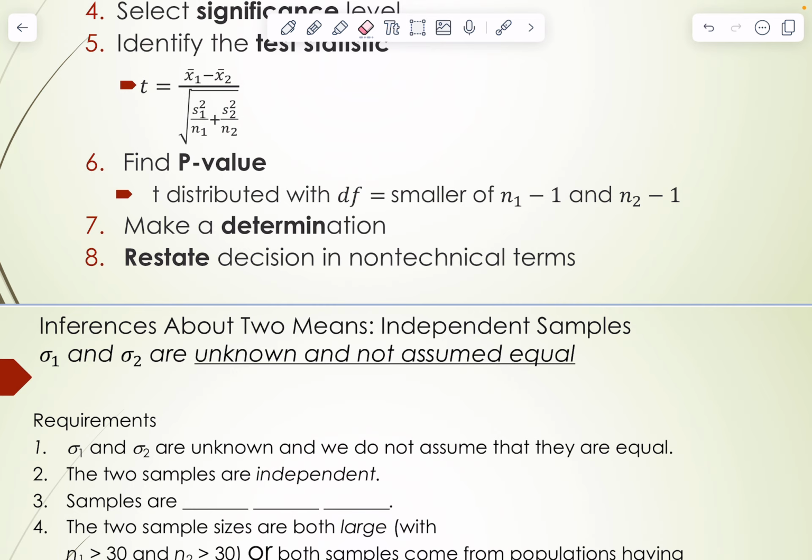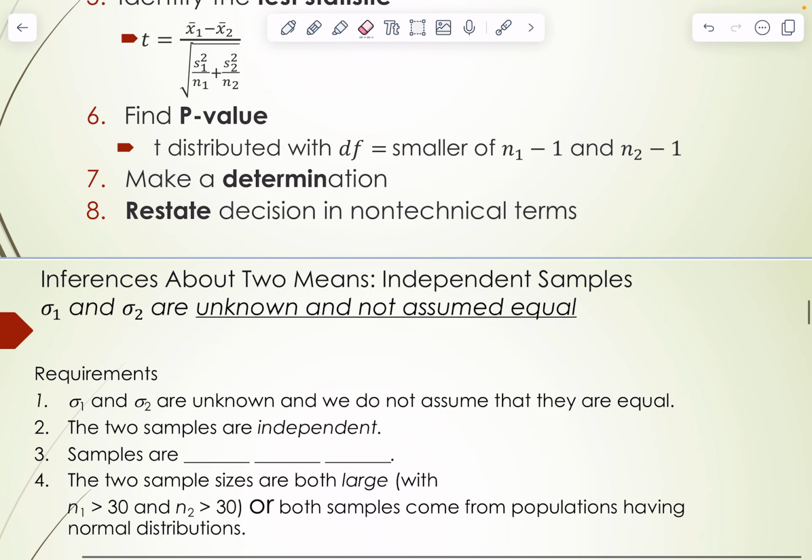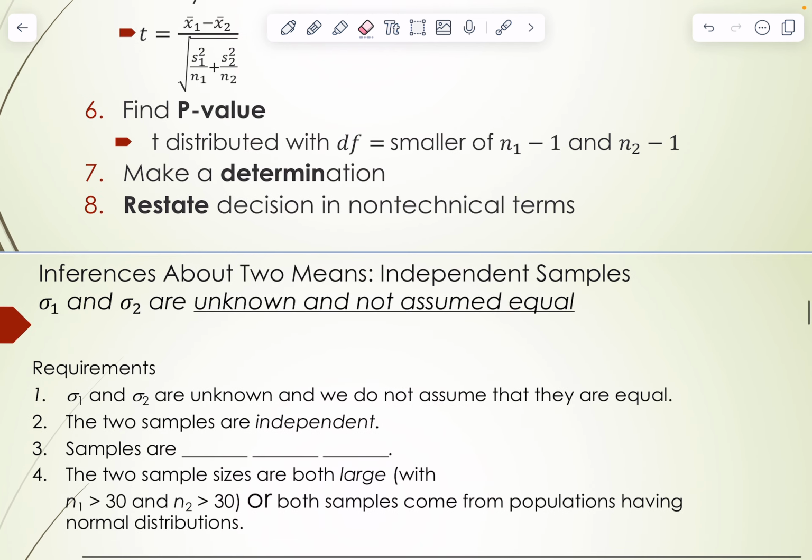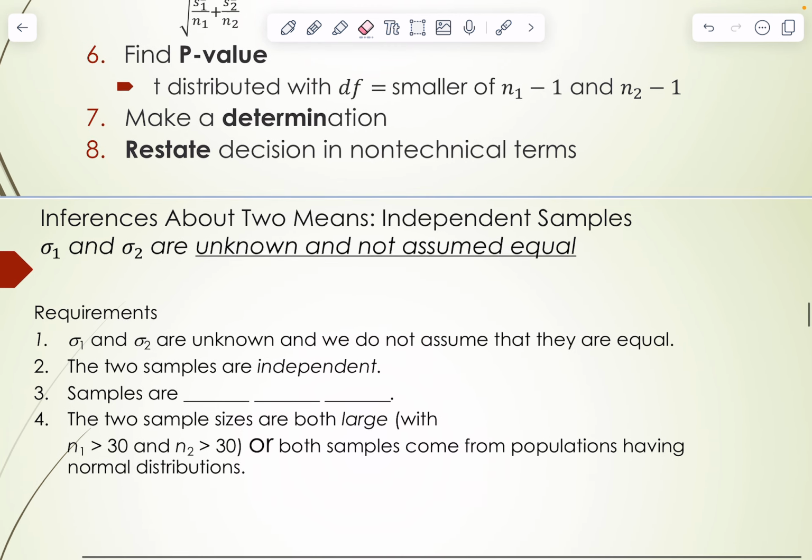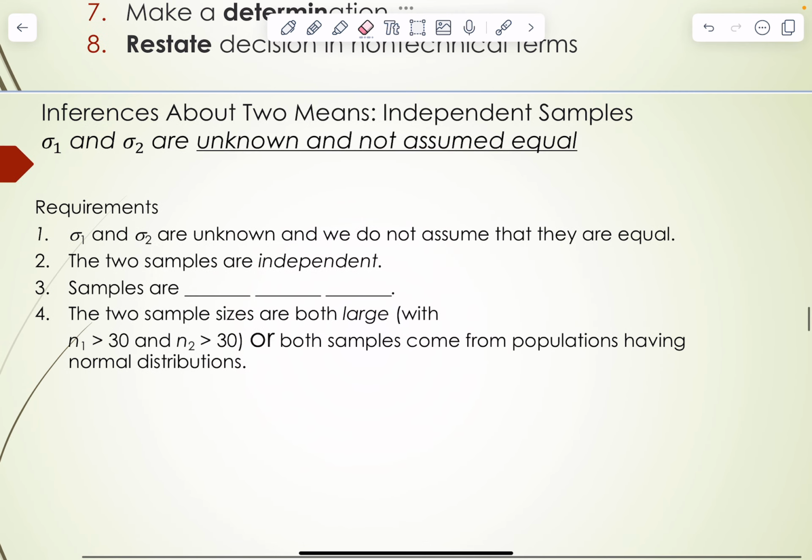I may need to get back to you on this one. I'm going to guess and say that it errs on the side of a type 1 error, so that it's more likely to make a type 1 error than a type 2 error. All right. Anyway, once we've computed our p-value, we make our determination and we restate.